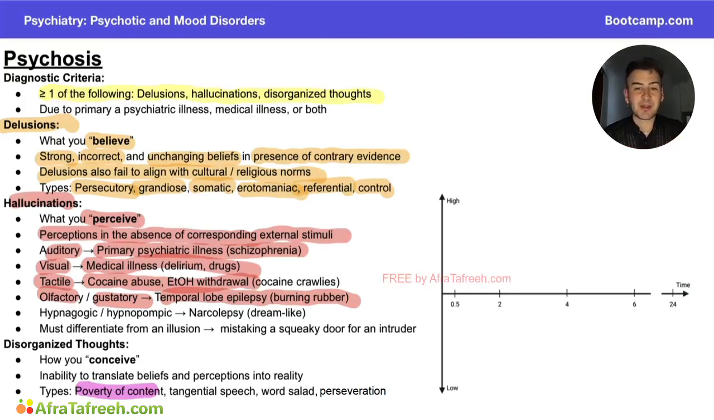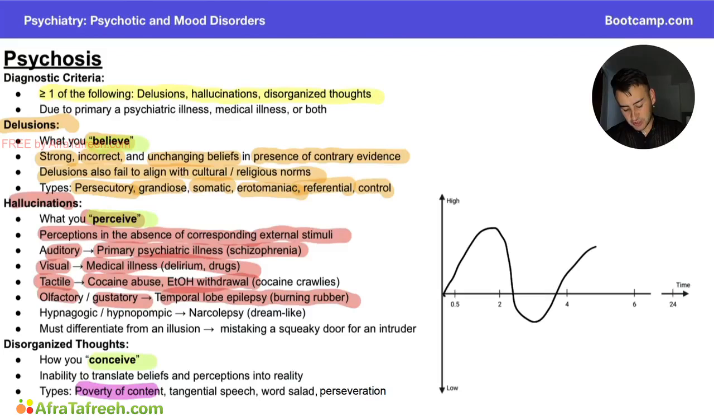So just remember, when it comes to psychosis, you only need one of the following criteria: a delusion, which is what you believe, a hallucination, which is what you perceive, and then disorganized thought, which is how you conceive. And remember, when we're talking about psychosis in this unit, I'm going to be drawing lines on this graph, and anytime I highlight yellow over a portion of the line, that's going to be representing a point in time when the patient is exhibiting symptoms that qualify them for psychosis.